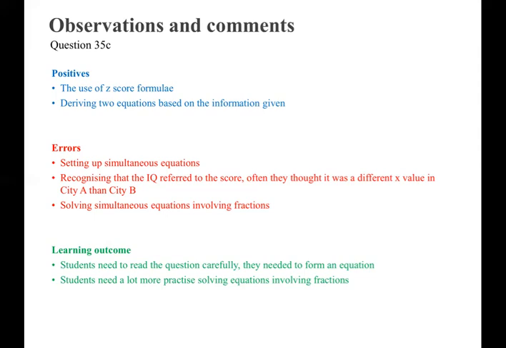They thought it was two separate ones. So they sort of go X with an A subscript there and then set up another equation. They didn't know how to put them together. So they could form the two Z-scores, but actually putting them together and recognising that the IQ was the same in each one caused them a lot of grief. So as I said, the error was setting up the simultaneous equations.